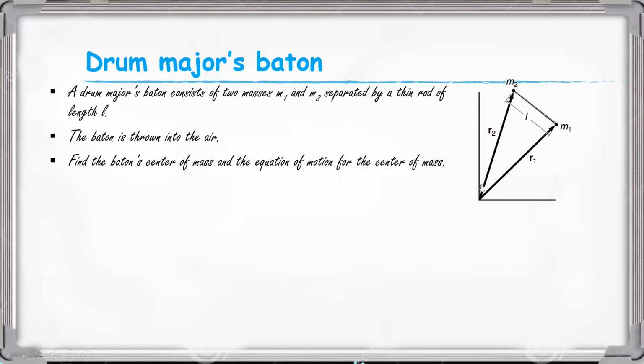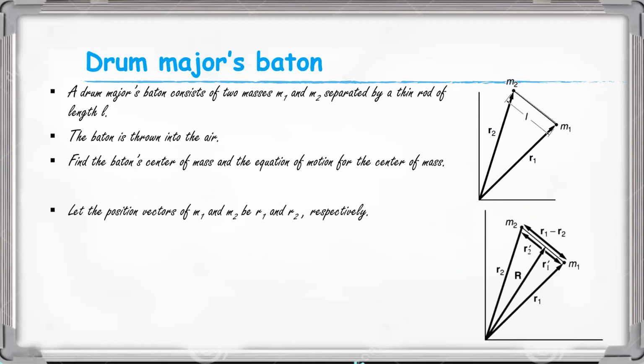The position vector to M1 is taken as R1 and the position vector to M2 is taken as R2. Then we know that the vector between these two must be equal to r1 minus r2.